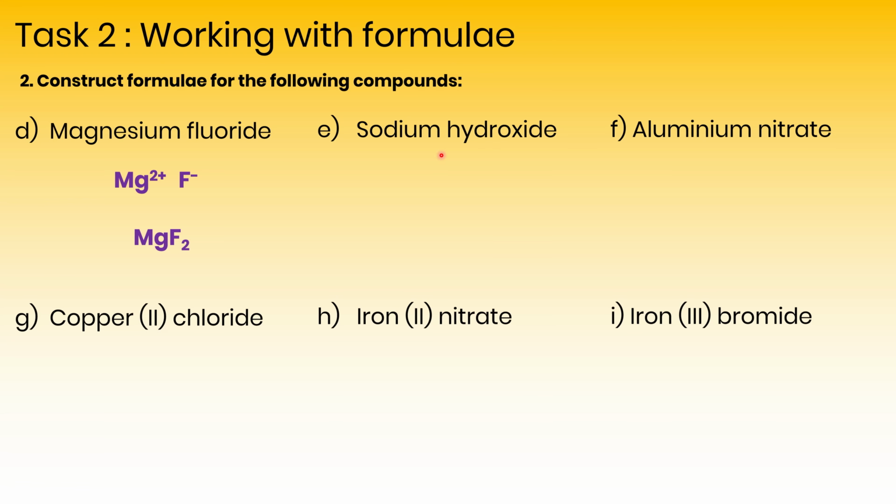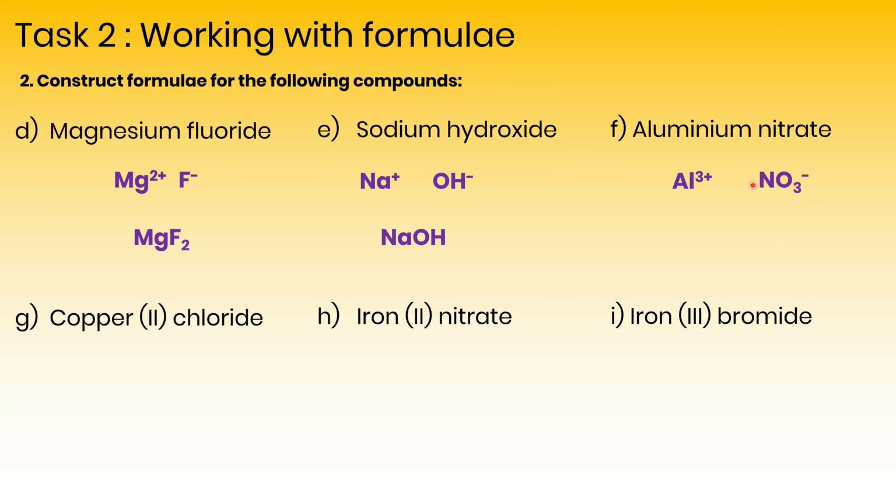Sodium hydroxide. Sodium is group 1, so forms Na+. Hydroxide is a compound ion, we should know it as OH-. We can see here the charges are equal and opposite, so they pair together in a 1-to-1 ratio to form NaOH. Aluminium nitrate next. Aluminium is a group 3 metal, so forms an Al3+ charged ion. Nitrate is a compound ion which we need to remember. It's NO3 with a 1- charge.